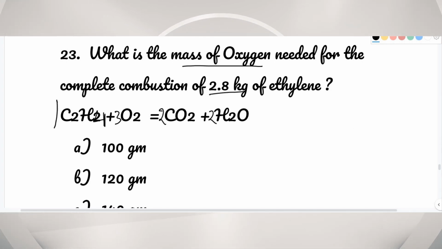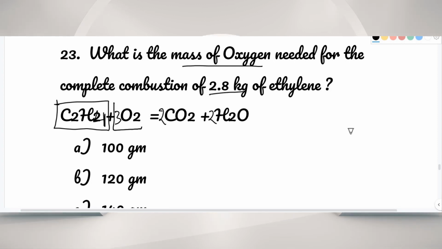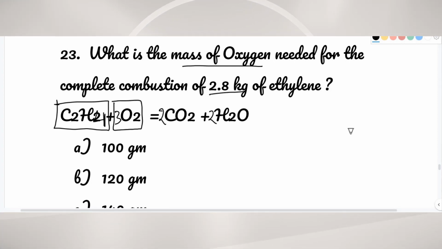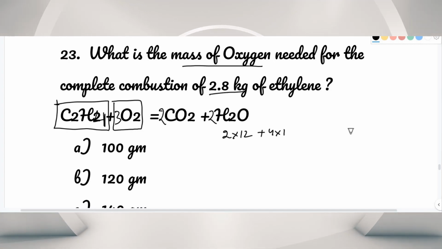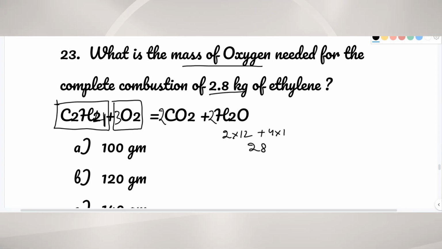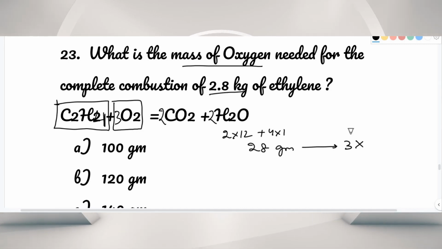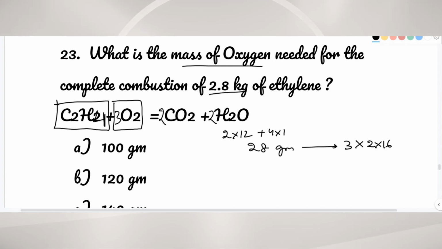See, for 1 mole of ethylene, you need 3 moles of oxygen. So 1 mole of ethylene means 2 into 12 plus 4 times 1, that is 24 plus 4. So 28 grams need 3 times 2 times 16, this many grams of oxygen. That is 16 times 6, 60 plus 36, 96 grams.